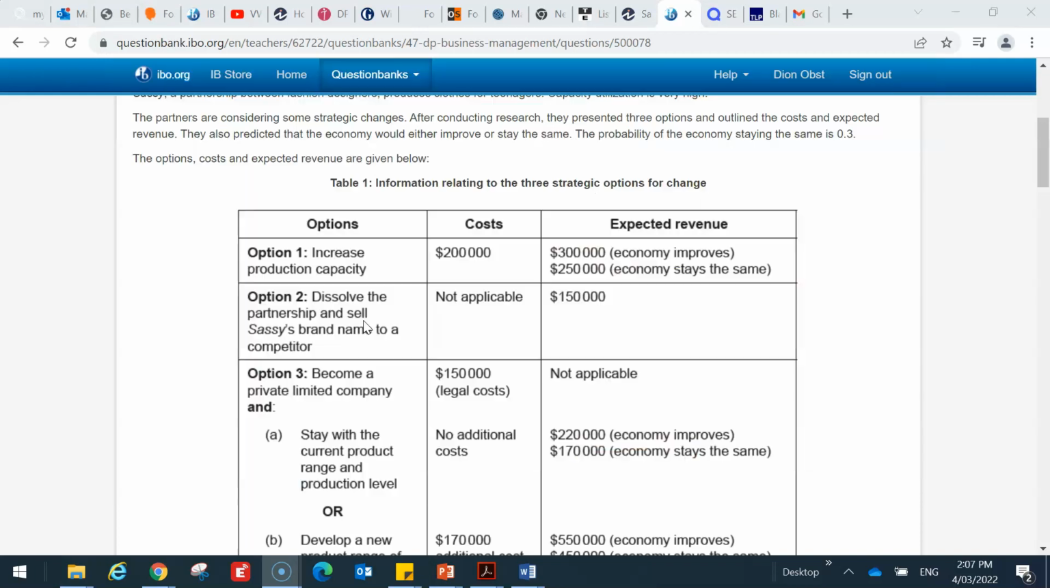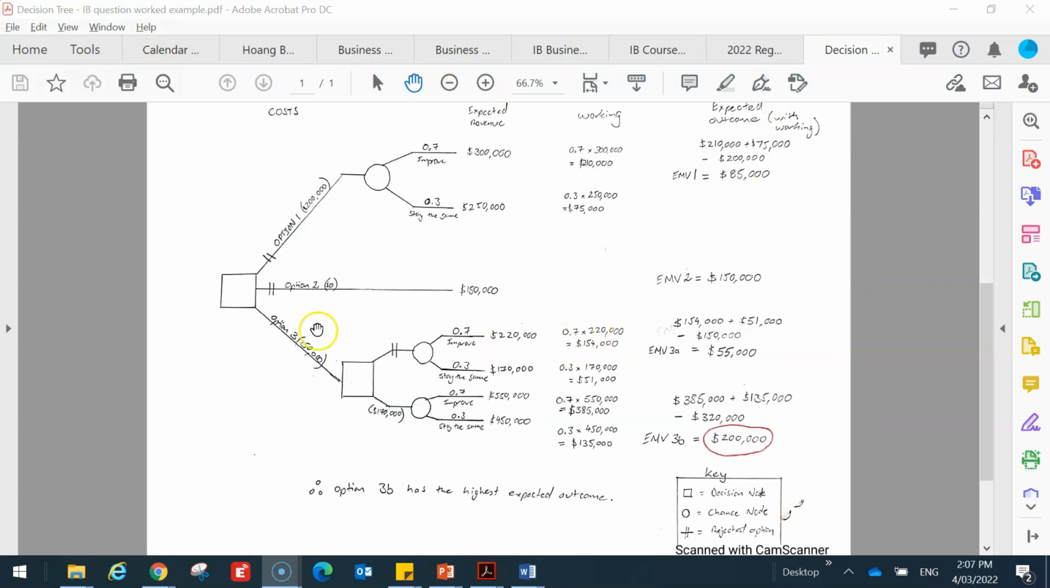It's okay. So if we have a look once again at my answer here, it is perfectly fine just to draw a straight line. Option 2, zero cost, $150,000 in expected revenue, and then the expected outcome is going to remain as $150,000. There's nothing else we need to deal with for option 2. Okay. Right. Option 3.